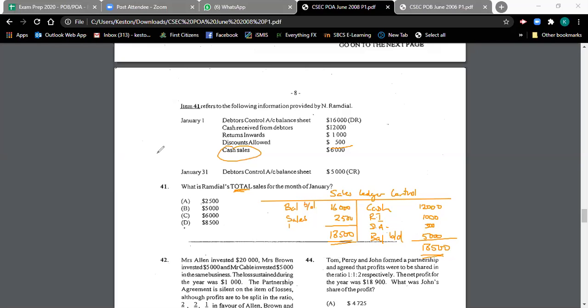And 6,000, cash sales, 6,000. And credit sales is 2,500. 8,500, D. Yeah, very good. Well done, Simon, Ariano, Avisha, Shania. Everybody okay with this one? Get the date, 31st, credit on the side. Yeah.